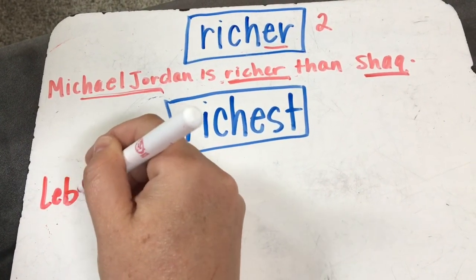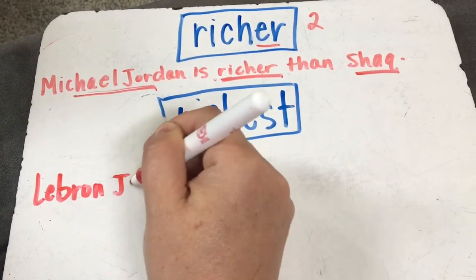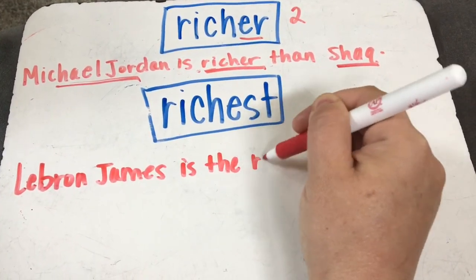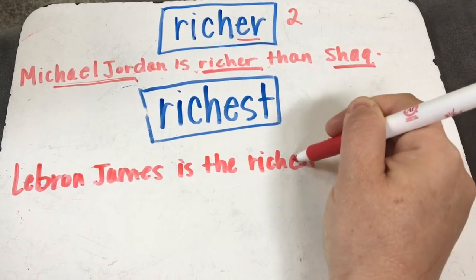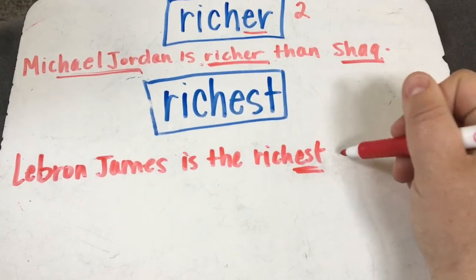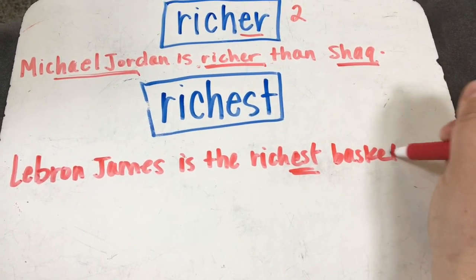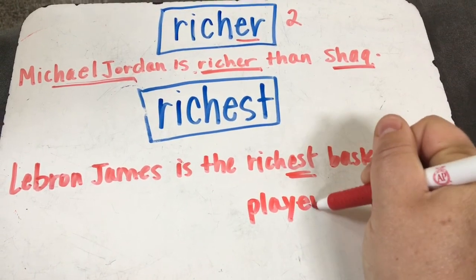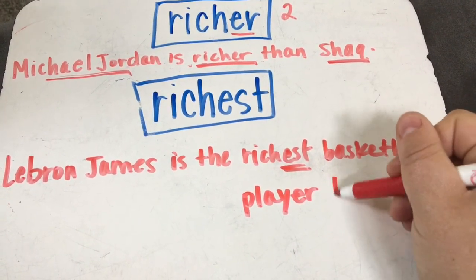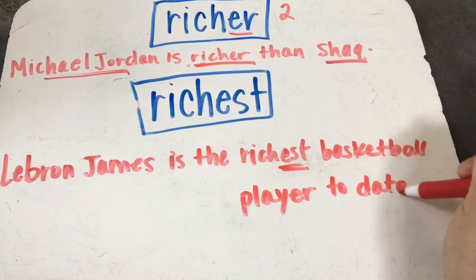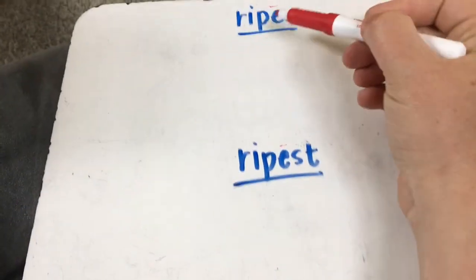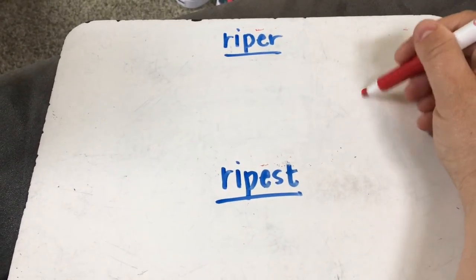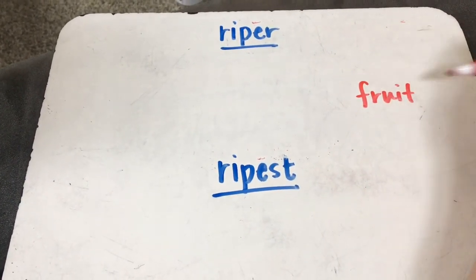Now we have the word richest. So that means I'm going to have to compare someone to more than just someone else. We need LeBron compared to more than just one other person. So I put LeBron James is the richest basketball player to date. Like at this time, he's the richest. All right, but on that one, I just want you to know, I don't want you to copy mine. Come up with your own on the richer, richest. Don't copy mine. I was just helping you out there.